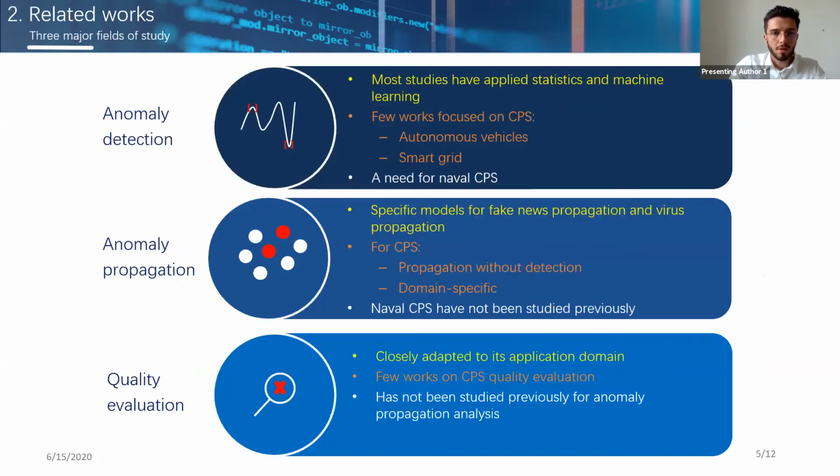So our work gathers three major research domains: anomaly detection, anomaly propagation, and quality evaluation. To study anomaly propagation, anomalies must be detected before, and an anomaly can be defined as a data pattern that does not conform to the expected behavior. A lot of studies have been carried out to detect anomalies by applying statistics or machine learning to identify outliers, deviation, novelty, and exceptions. And because of the wide possibilities of targets, CPS constitute an important type of system to protect.